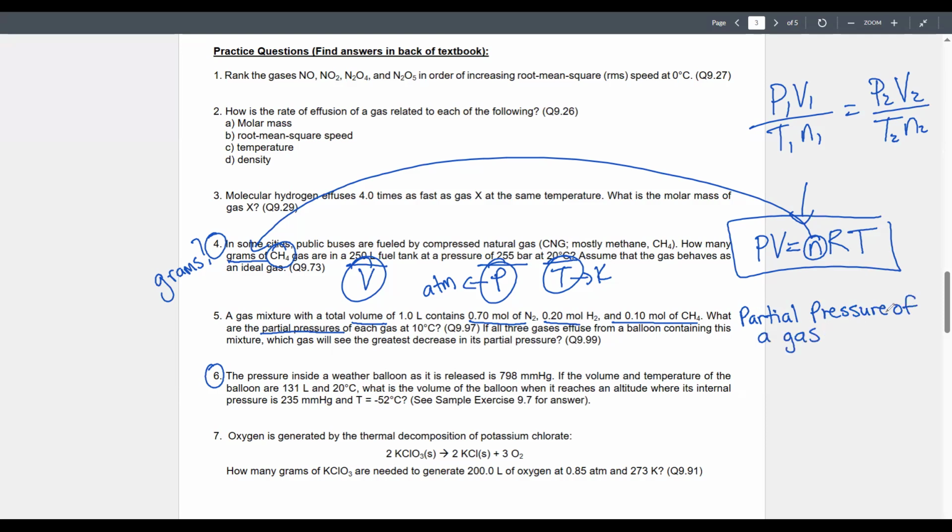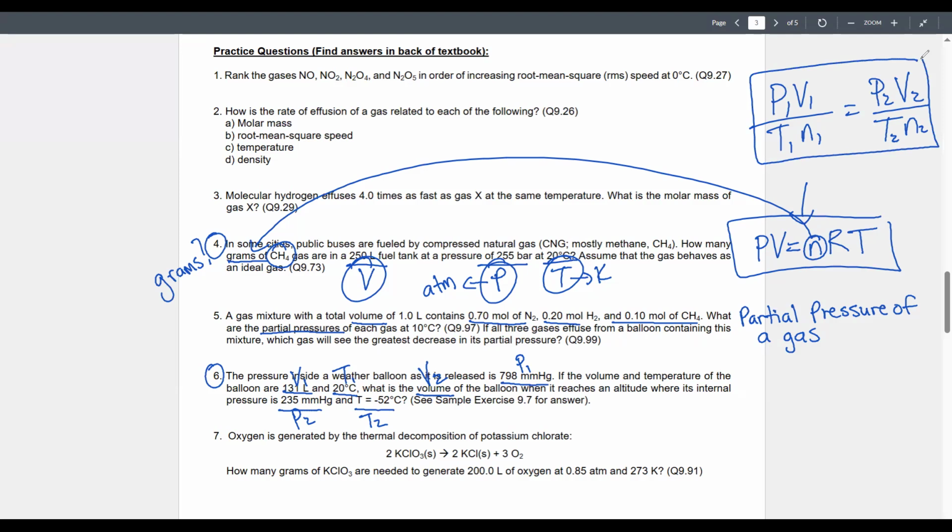Let's look at 6. The pressure inside a weather balloon is released. Okay, I have a pressure. If the volume and temperature of the balloon are this, okay, I have a volume and I have a temperature. What is the volume? Oh, boom, I have a second volume. So now I know I have a pressure 1, a volume 1, and a temperature 1. And I need volume 2. When it reaches an altitude where its internal pressure is this, so I have a pressure 2 and I have a temperature 2. It does not include moles, so I know I'm using my combined gas law.